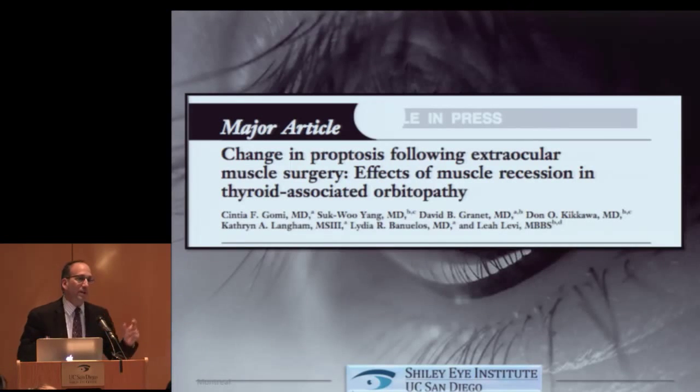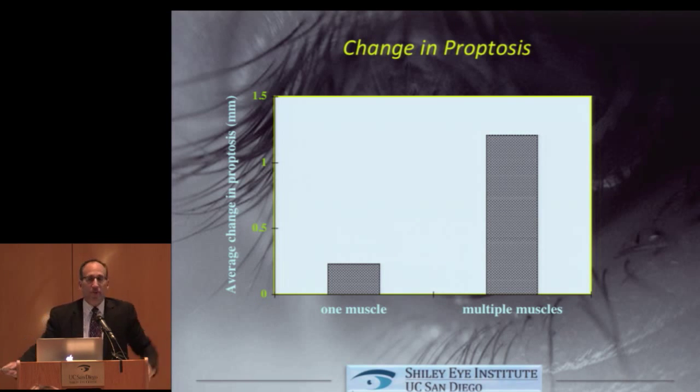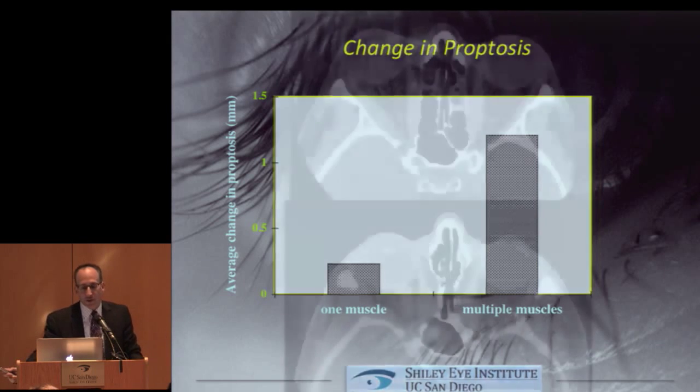With Dr. Korn and Dr. Kikawa, we figured out that when we cut the eye muscles, the eyes tend to bulge forward. So we take that now into account. These tethers holding the eye back change how bulging forward you are. So Dr. Kikawa is going to talk to you about decompression. We'll take that into account when we're doing surgery.